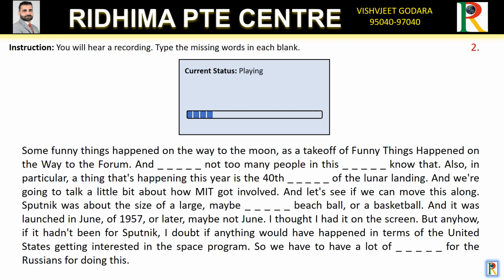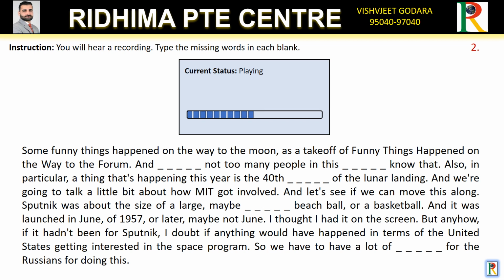Also, a particular thing that's happening this year is the 40th anniversary of the lunar landing. And we're going to talk a little bit about how MIT got involved, and let's see if we can move this along.